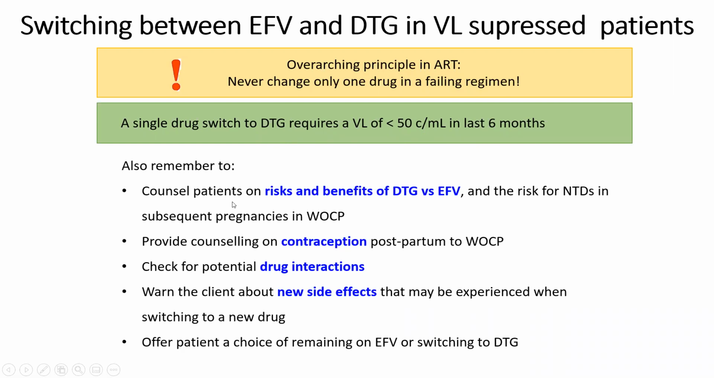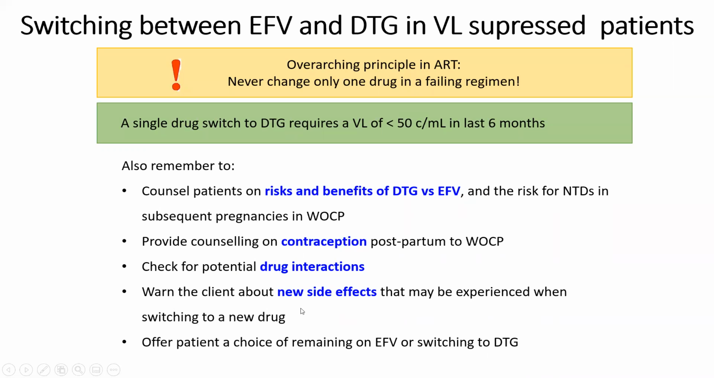Now, remember it's also important to counsel the patients about the risks and benefits of dolutegravir and efavirenz, and its risk in terms of neural tube defects in subsequent pregnancy, especially with women of childbearing age. But provide the women with postpartum contraception. These women have to be told about family planning in terms of contraceptives, and check the drug interactions, which is very crucial. We'll also highlight some of it later with the slides, and warn the client about the new side effects that may be experienced when switching to new drugs.